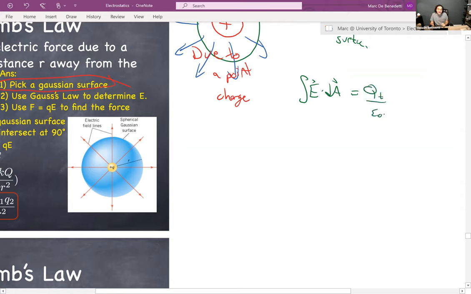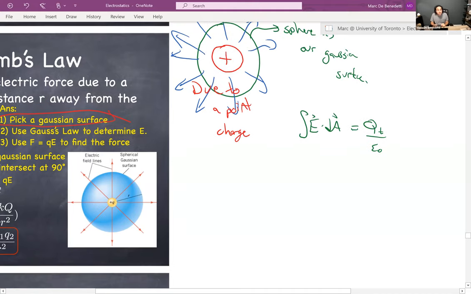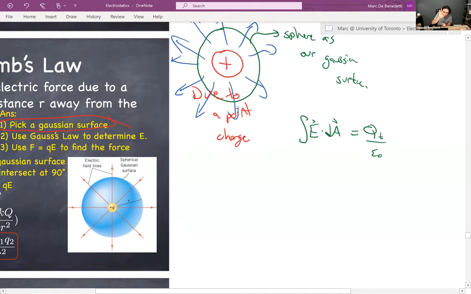I don't like calculus, so I'm gonna verify, are my three assumptions met? Is my electric force constant everywhere along my green Gaussian surface? Yes. Dot product of angles. Is the angle between dA and E constant everywhere along this Gaussian surface? Yes. So I can factor those out. E cos theta integral of dA equals Q total over epsilon naught.